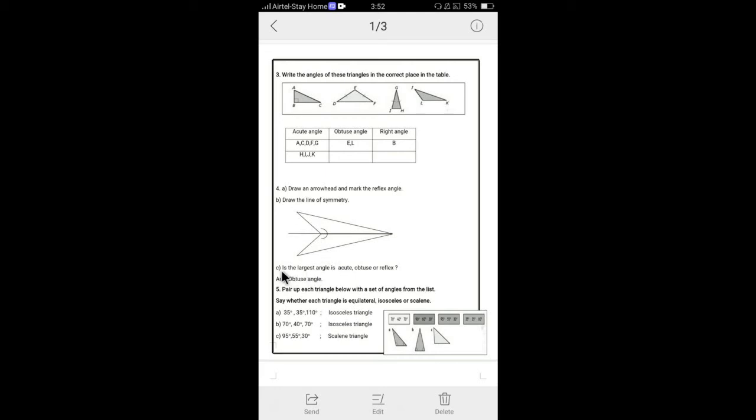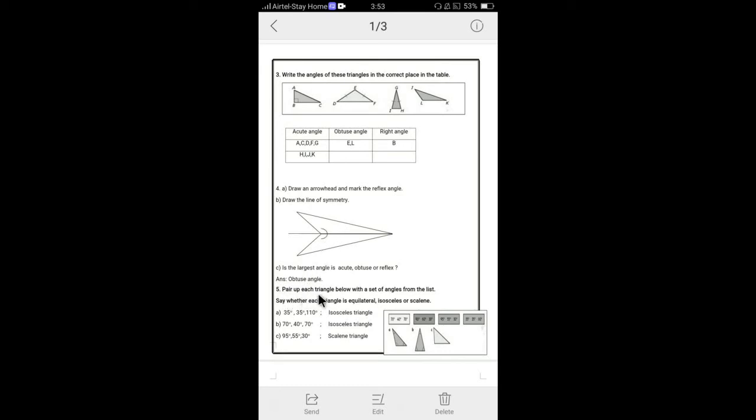C number, they're asking, is the largest angle acute, obtuse or reflex angle. Largest angle means whatever the reflex angle I just made in this one. You can see that after drawing this line of symmetry, I made two triangles, one and one. In these two angles, the larger one, they're asking is it obtuse or acute or right angle. We can see that this is more than an L shape, so we can decide that this is an obtuse angle. This one and this one are also obtuse angles.